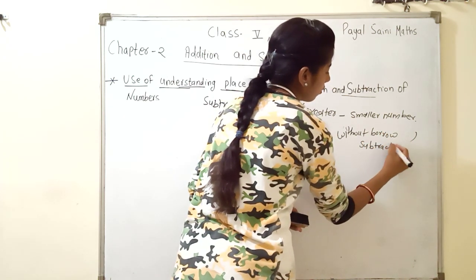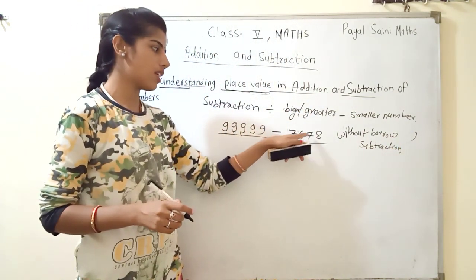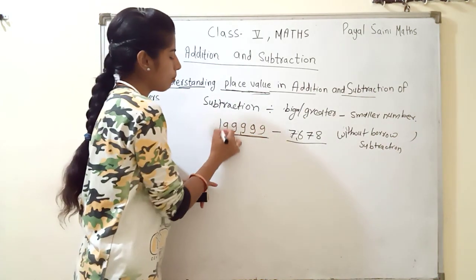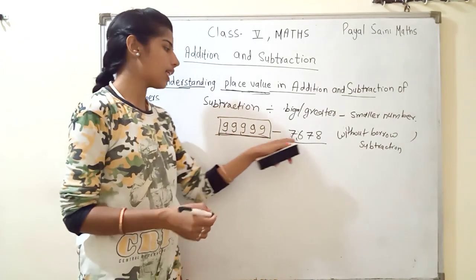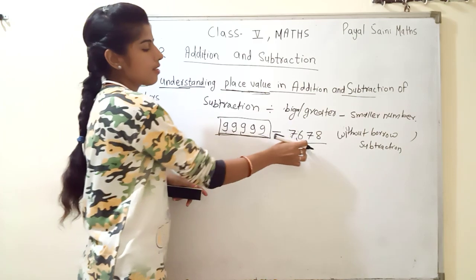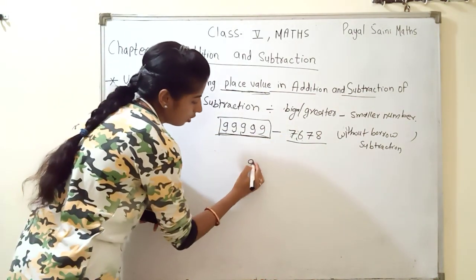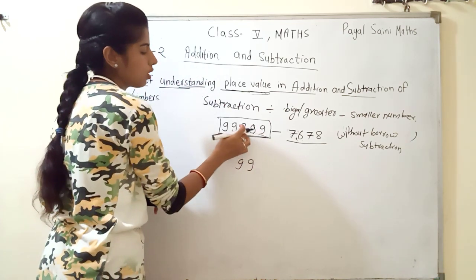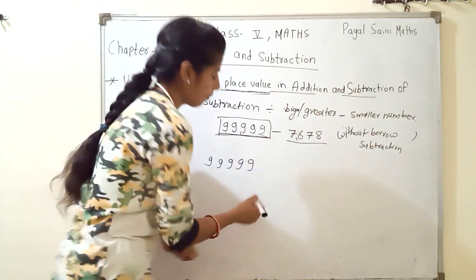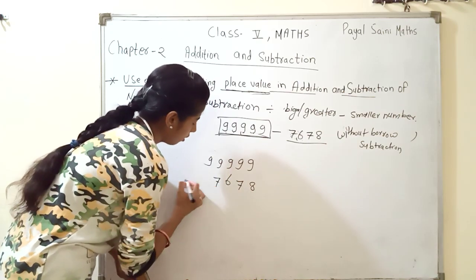How do we understand? We understand when we see here our second number is 7678, and in our first number all the digits are 9. We know that 9 is bigger than 7, 6 and 8. Like that we can say it's a without borrow subtraction. Now we solve. First we write 9s. How many 9s? 1, 2, 3, 4 and 5 digits number 99999. Now we write here 8, 7, 6, 7 and minus.